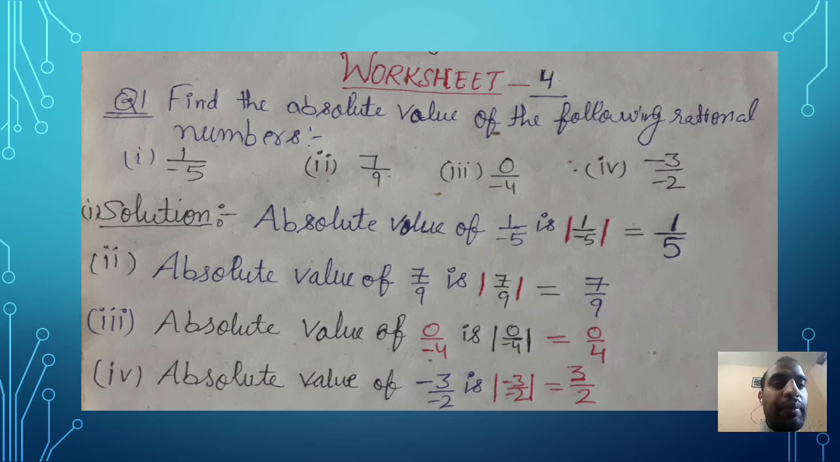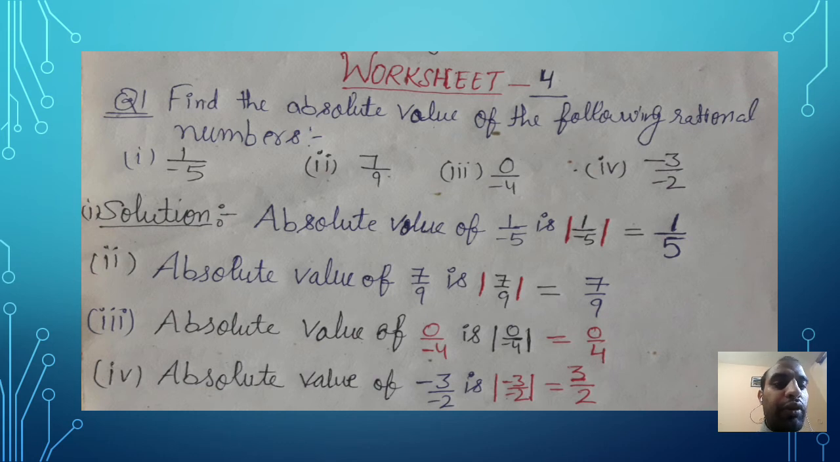So let's see. Absolute value of 1 upon -5 is mod of 1 upon -5, and the answer, as I told you, we need to write as positive after mod. These two lines, as you are thinking, are the mod lines, and after putting any number inside mod, the answer is positive. No negative sign is there in the answer. So the answer is 1 upon 5. Next is the absolute value of 7 upon 9. 7 upon 9 is already positive. That means there is no change of sign. Mod of 7 upon 9 is 7 upon 9.